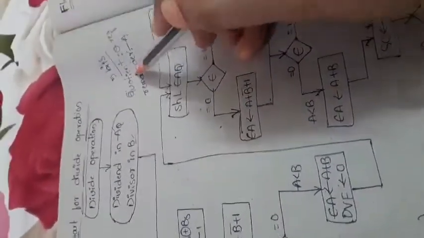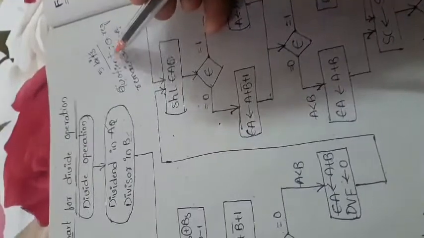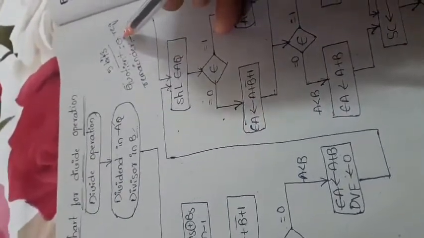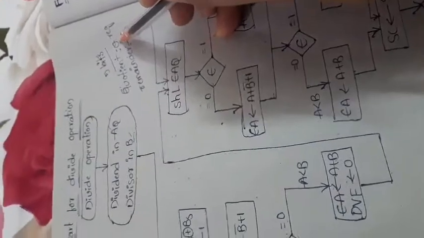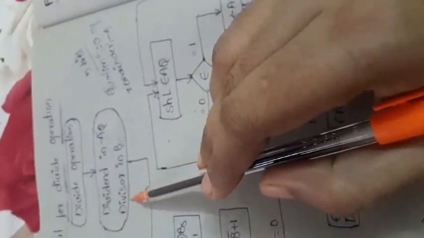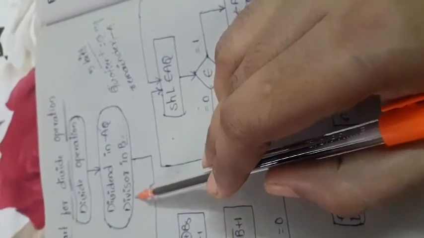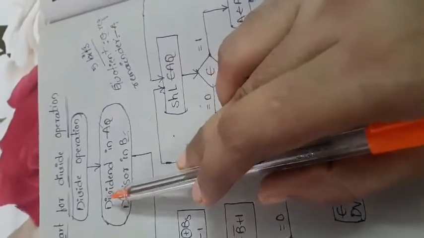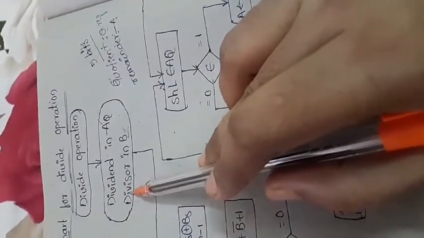Now we have to verify the sign bits here. First we have to verify the coefficient sign. So how can we verify that coefficient sign? The coefficient sign will depend upon the dividend sign as well as the divisor sign.